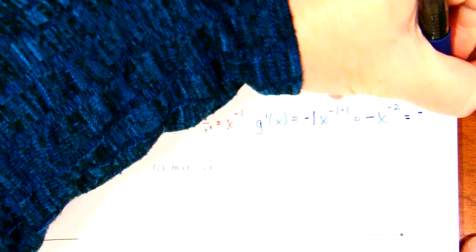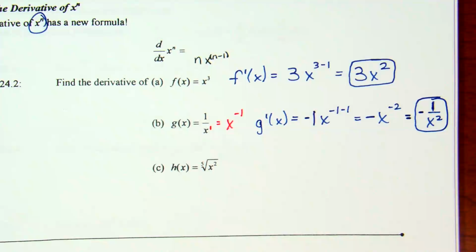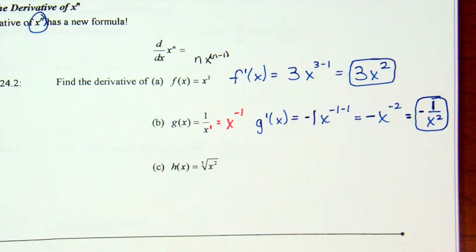Negative 1 over x squared, or the negative of 1 over x squared. I can't tell. Are we okay or not okay? Okay. Well, if you're okay, let's try C.